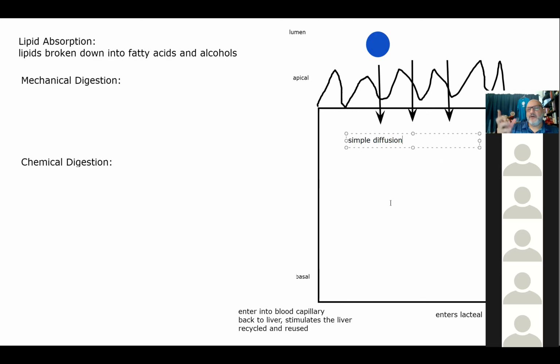Of course, anatomists and physiologists like to give a special name to the simple diffusion of water. And what is the name that they give to the simple diffusion of water? Osmosis, absolutely. Osmosis is the simple diffusion of water. Water moves down its concentration gradient from a high concentration of water to a low concentration of water. It goes to where there's more stuff.